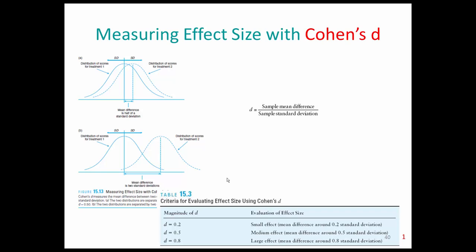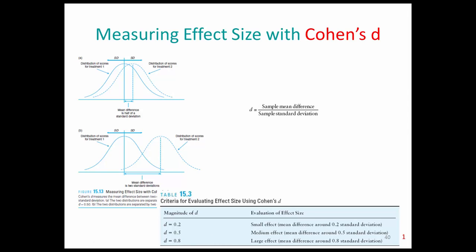One is the Cohen's d, which is equal to the sample mean difference divided by sample standard deviation. If this number is less than 0.5, it's considered a small effect. If it's about 0.5, it's considered a medium effect, and if it's larger than 0.8, that's considered a large effect.